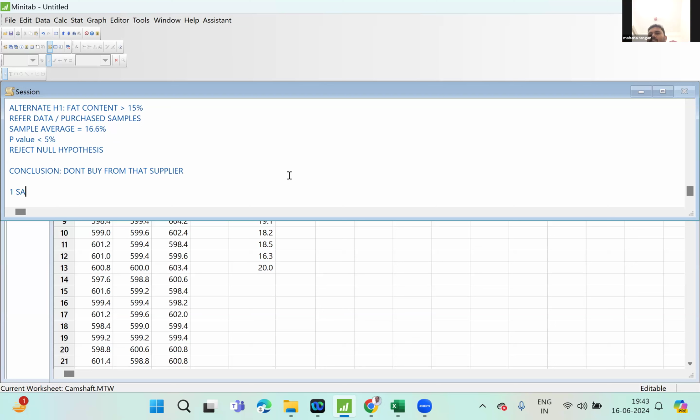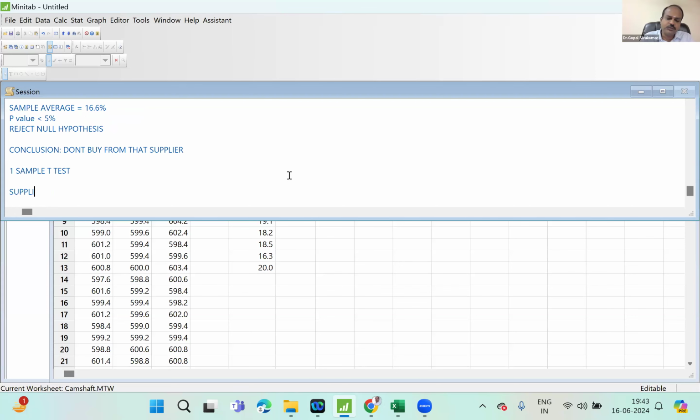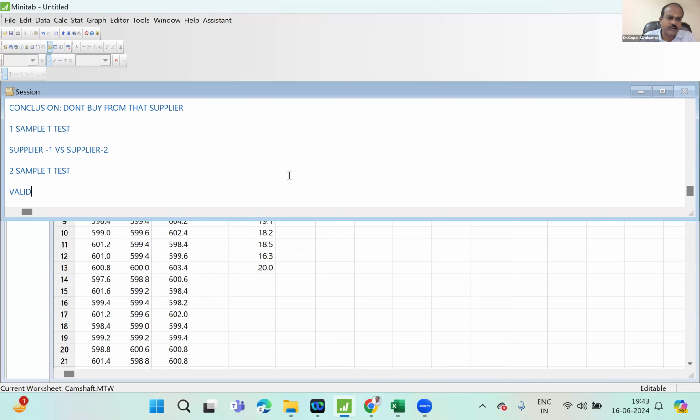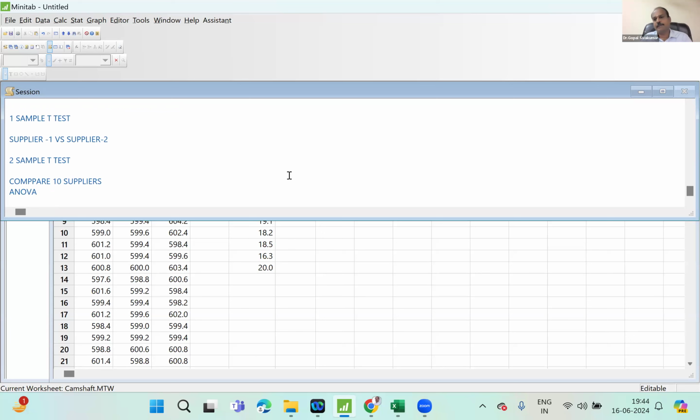Now, the name of the test is what? One sample t-test. If you are asked to audit two suppliers, supplier 1 versus supplier 2, now, what is the test you will be performing? Two sample t-test. If you have to compare yourself with your friend, you are performing two sample test. And if the data is continuous, it is t-test, two sample t-test. If you have to validate or compare 10 suppliers, then you are performing ANOVA.